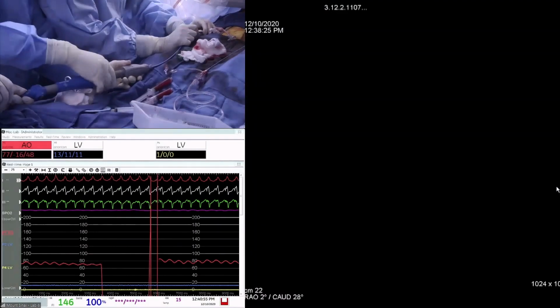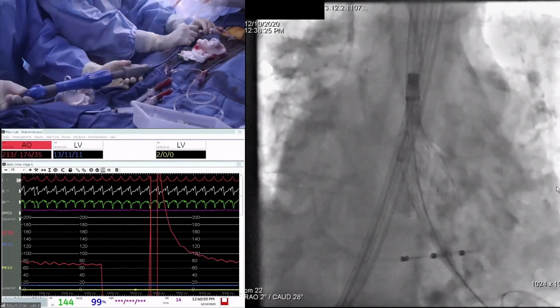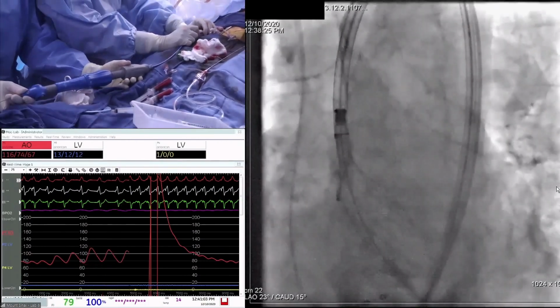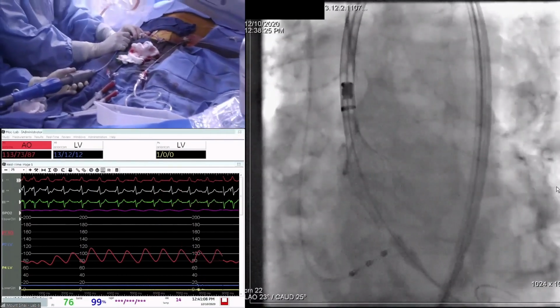So far, so good. Okay, we're good at 80%. Excellent, back up at 80. So now we go to the LAO view. Just make sure there's no parallax on the valve. Please inject. We'll mark it bigger, so everyone can see.